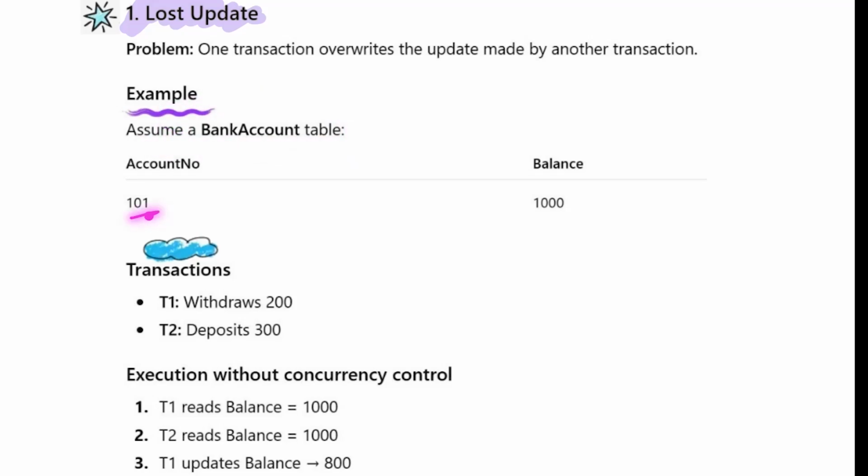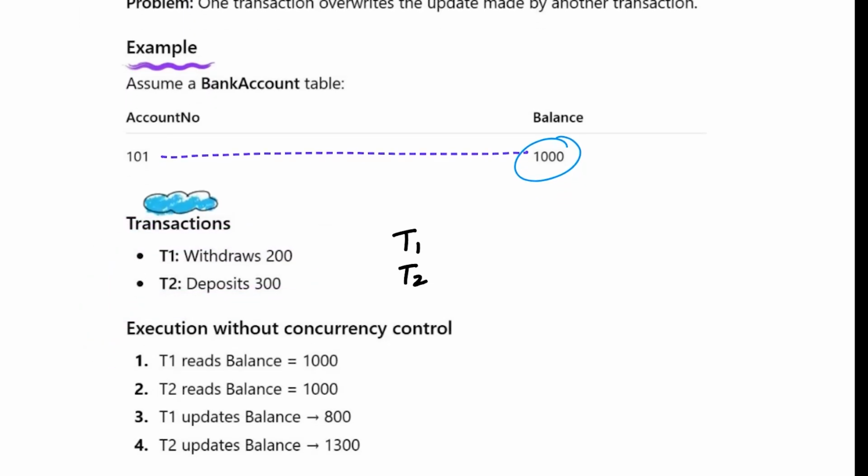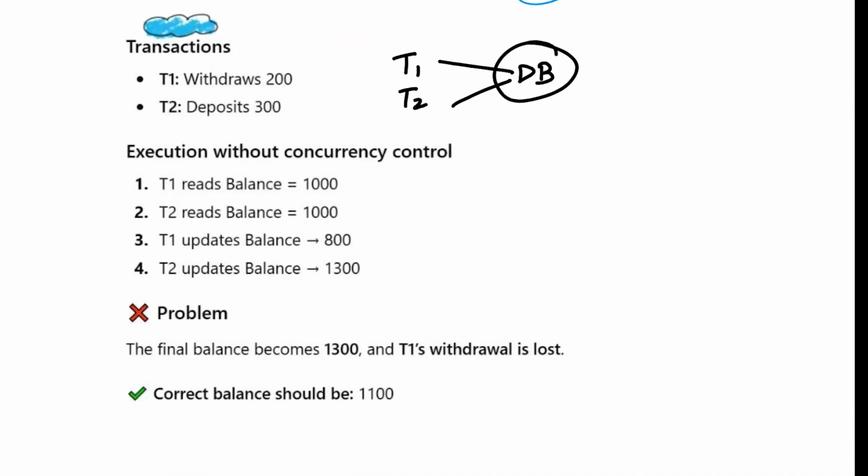Suppose bank account 101 has a balance of 1000 rupees. Now two transactions happen at the same time. Transaction 1 wants to withdraw 200 and transaction 2 wants to deposit 300. Here's what happens. Both transactions read the initial balance of 1000 at the same time. Transaction 1 subtracts 200, updating the balance to 800. Meanwhile, transaction 2 also reads 1000 and adds 300. This ignores the withdrawal that already happened, so the final balance becomes 1300 instead of the correct 1100.